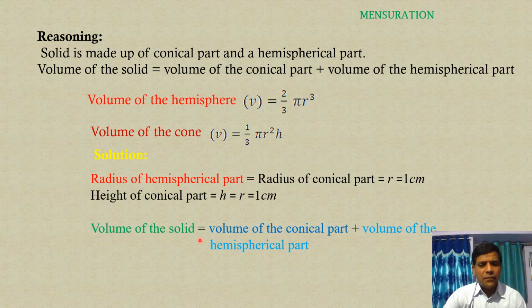Now, how to find the volume of the solid? Volume of solid equals volume of the conical part plus volume of the hemispherical part. The formula for volume of hemisphere is 2 by 3 pi r cube. So 2 by 3 into pi, r equals 1, r cube means 1 into 1 into 1. And the second one, volume of cone equals 1 by 3 pi r square h. 1 by 3 into pi, r square means 1 into 1, into h means 1. Okay, write down the next step.